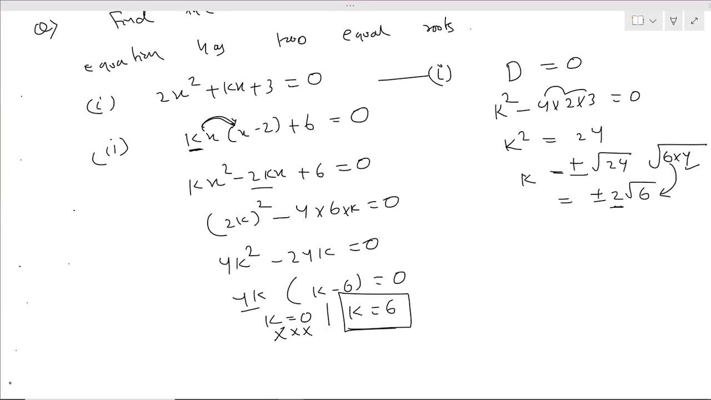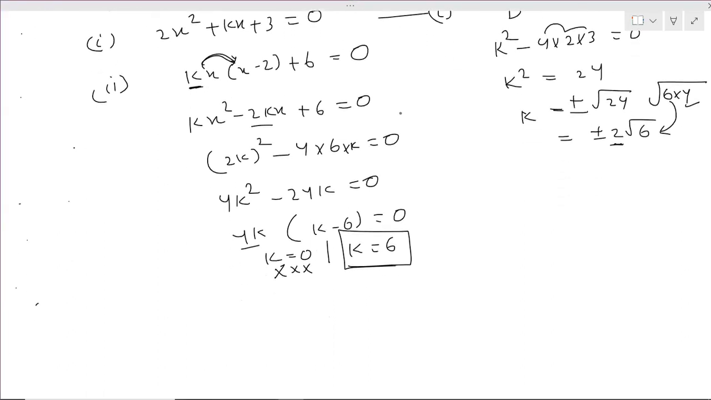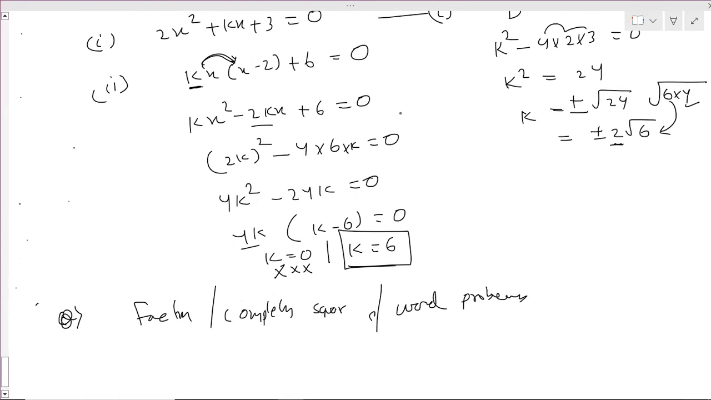So we have learned about the quadratic formula. Now two things are left. One, factorization and the completing the square method. Second is word problems. This we can tackle in the next class. Sure. But today, whatever we did, this is clear, right? Yes, sir. And found it easy, not very difficult.